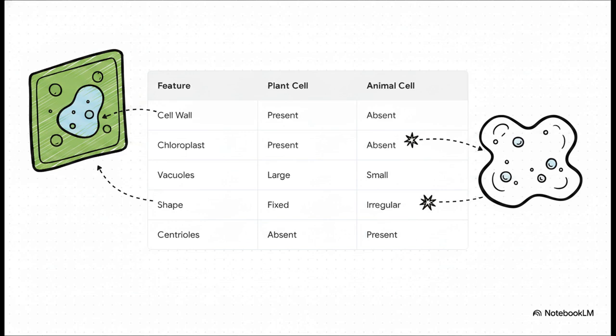Plant cells need serious structural rigidity to stand tall, right? So they have a tough cellulose cell wall. Animal cells? They don't. Plants make their own food using the sun, so they have those chloroplasts we just talked about. Animals definitely don't. Plants also require a massive central vacuole to maintain their internal water pressure in a fixed shape, while animal cells have much smaller vacuoles and a much more irregular, flexible shape. But hey, animal cells aren't missing out completely. They have those centrioles, specifically for cell division, which plant cells generally lack.